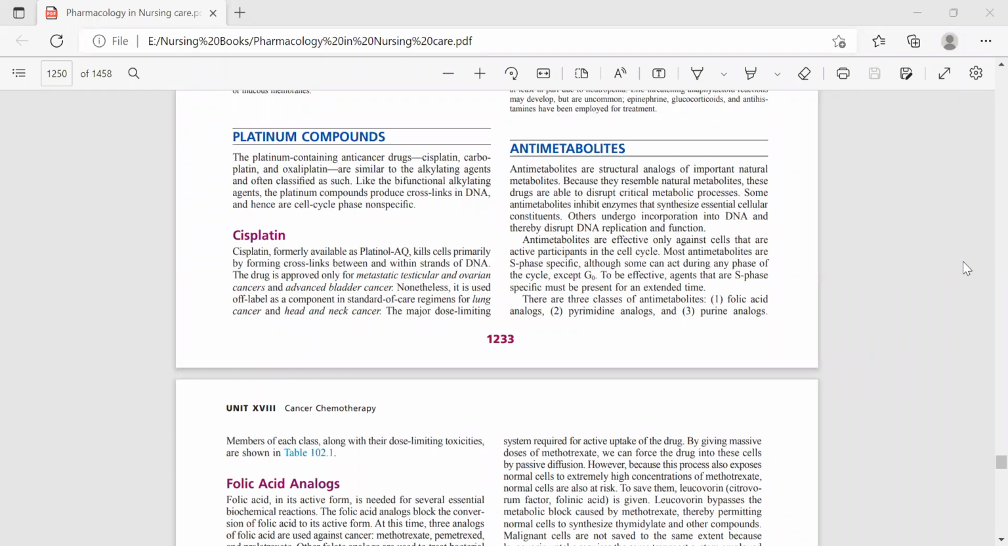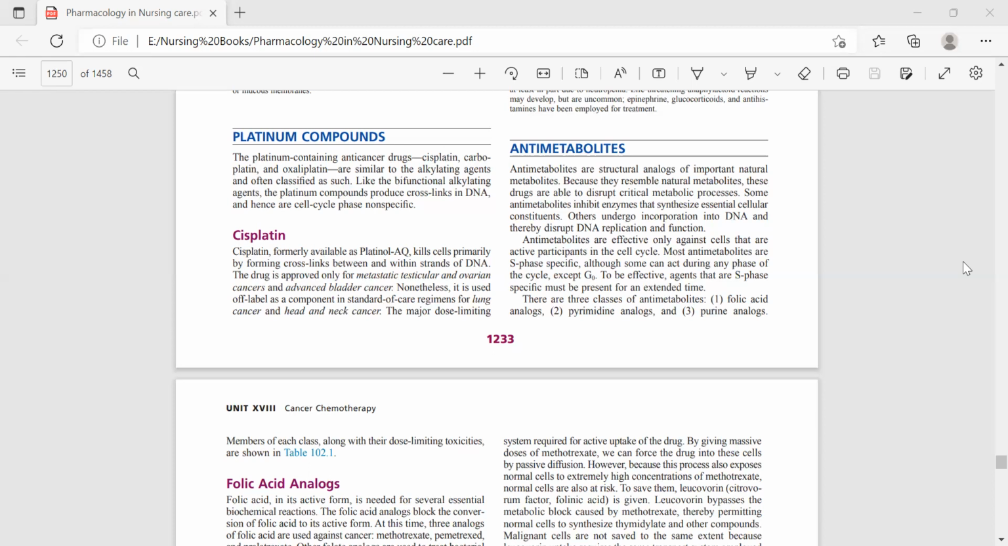Our next lecture is about antimetabolites. Antimetabolites are also categorized into the cytotoxic agents, which are included in anti-cancer drugs. In the previous lecture, we discussed the antimetabolites and their phase specificity, that is, they are phase specific, and they are subdivided into three main groups, that is folic acid, pyrimidine, and purine.